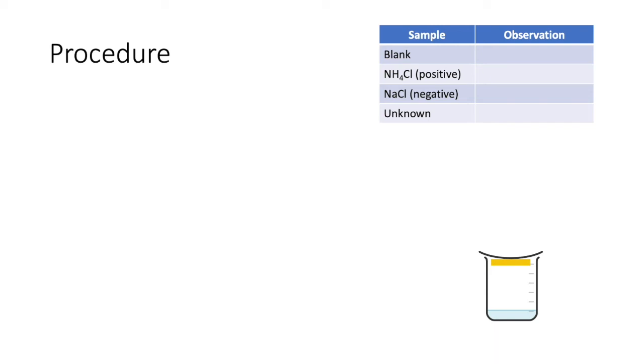As always, when you run this test, the blank and the negative control should give no change. The color of your pH paper should stay the same. The ammonium chloride solution, the positive control, should cause the pH paper to turn blue because ammonia, a base, was released as a gas. And your unknown may or may not change color.